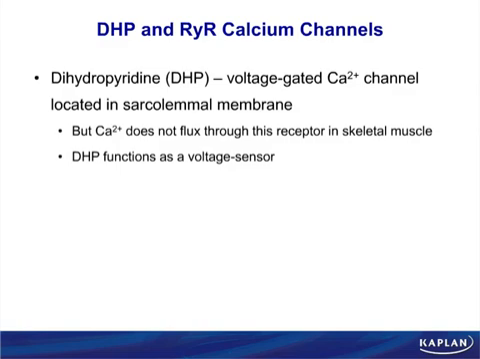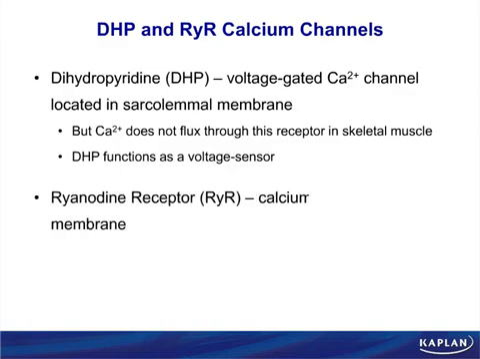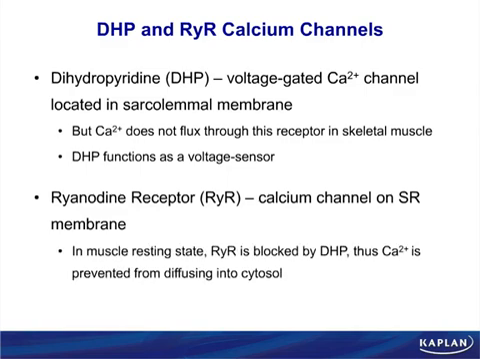And that is a big point for skeletal muscle. The second receptor is the ryanodine receptor. This is a calcium channel on the SR membrane. And we'll look at a picture of both of these on the next slide. In resting muscle, ryanodine is blocked by DHP. This prevents calcium from diffusing from the SR into the cytosol. And again, on the next slide, we will look at these in a pictorial format.